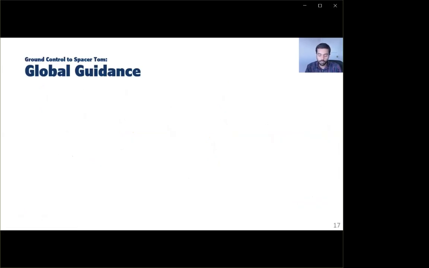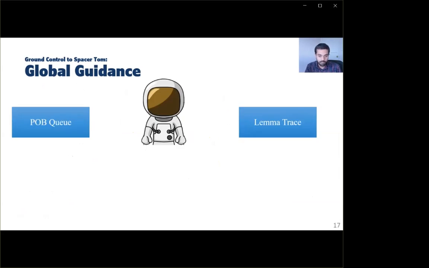So how do we solve this problem? Well, we introduce global guidance. Okay, so this is Spacer. It has 2 main data structures, a proof obligation queue and a lemma trace. In each iteration, Spacer queries the proof obligation queue for a proof obligation alpha. It queries the lemma trace for a frame i. It tries to block alpha. If it's not successful, it generates a new proof obligation, alpha dash, and if it is successful in blocking alpha, it learns a new lemma L.